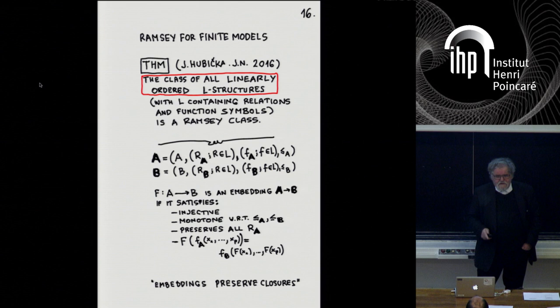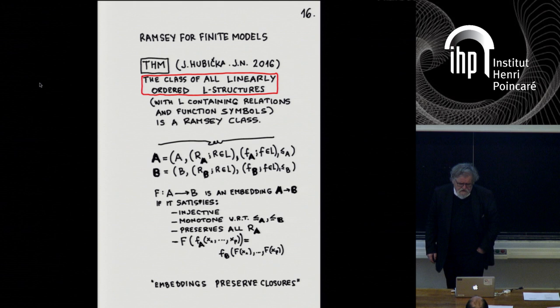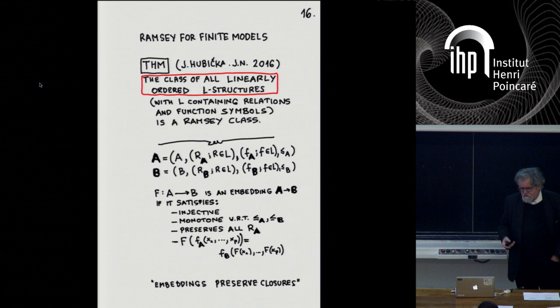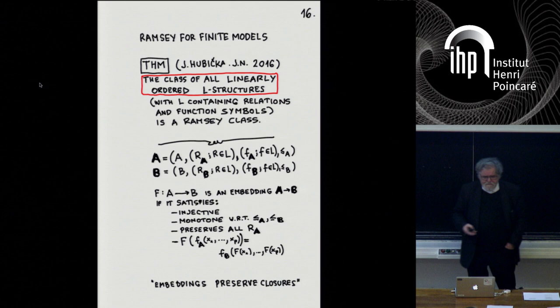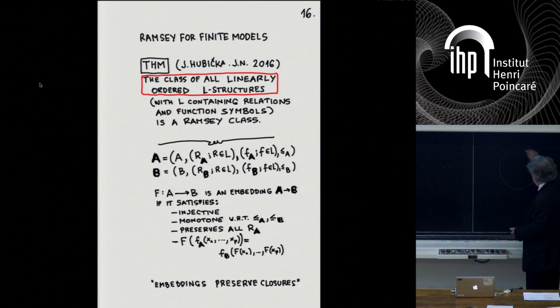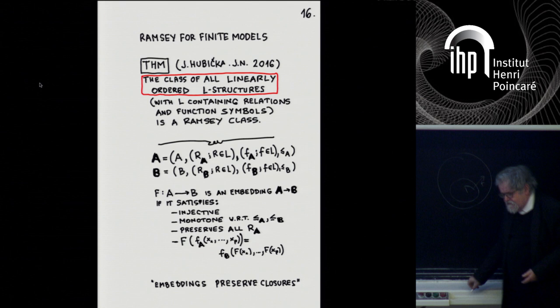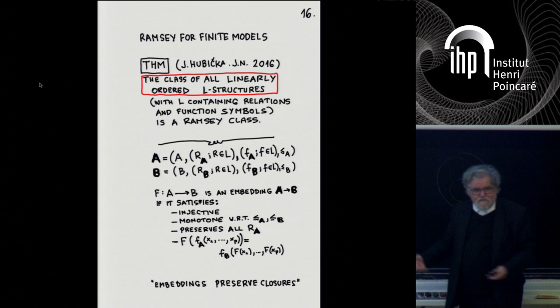Then you can produce this, and that is more complicated than it seems at first glance, because the fact that you are allowing functions leads to having to preserve some closures. Embeddings have to preserve the whole thing. So if this is a subset, then no function can go out. You have to stay inside, and so this is difficult.